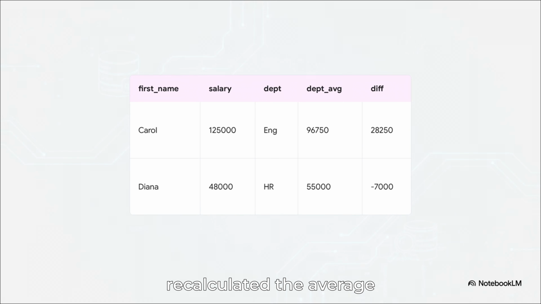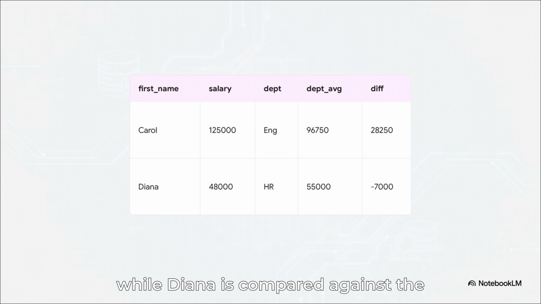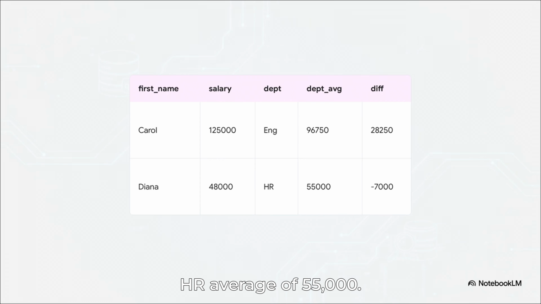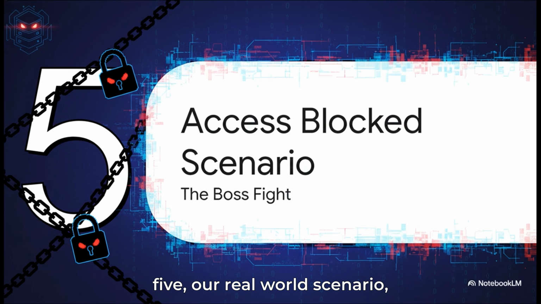Now, what's really interesting about this is how the math plays out row by row. Notice how the inner query recalculated the average for each specific department. Carol is being compared against the engineering average of 96,750, while Diana is compared against the HR average of 55,000. The correlated subquery dynamically updated its own filter condition based on the department of the current row it was looking at. Pretty cool, right?